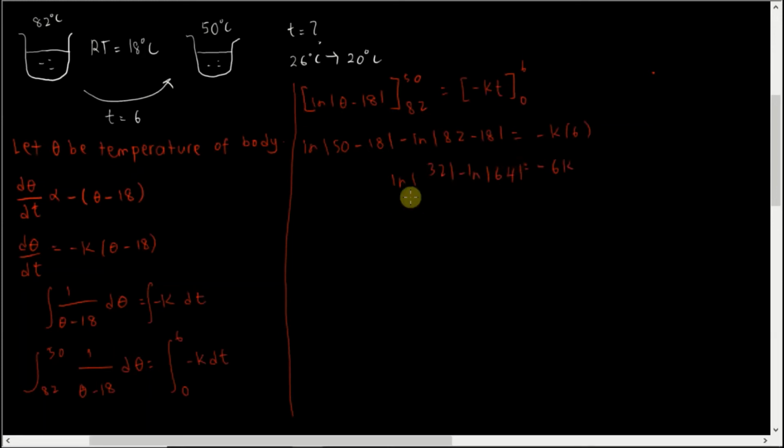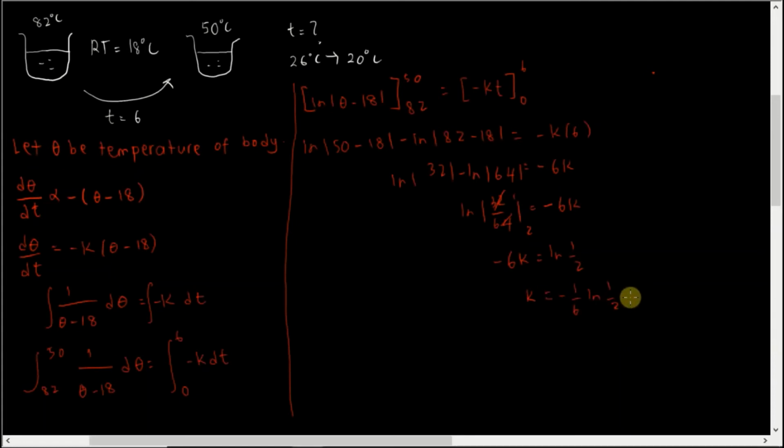So we know that ln minus is divide, so this is ln 32 over 64 equals to negative 6k, and this one is 1 over 2. Therefore, negative 6k is ln 1 over 2. And then I can bring negative 6 to the right side, and k is negative 1 over 6 ln 1 over 2. Okay, so now I have k.